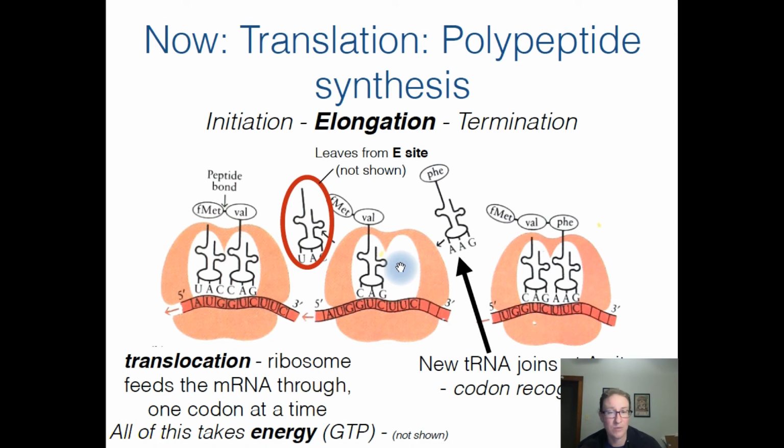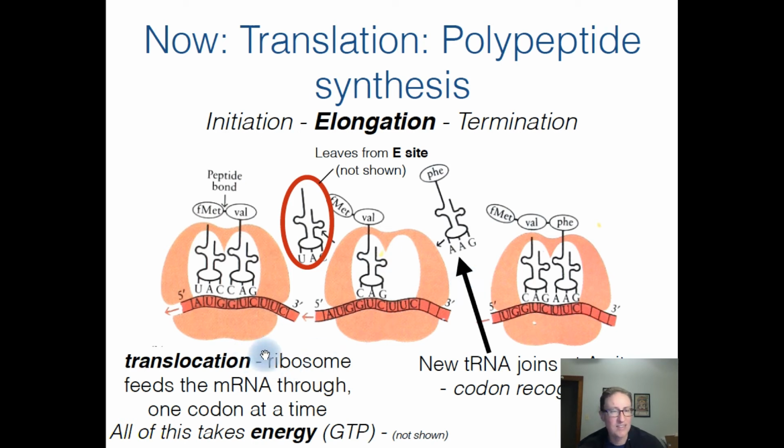And this whole process will continue. So the next thing that will happen is this mRNA will feed through again. Our tRNA number 2 is going to leave from the E site, and its amino acid is now attached. And now our third tRNA is going to shift over into the P site, and its amino acid will join this growing polypeptide chain.